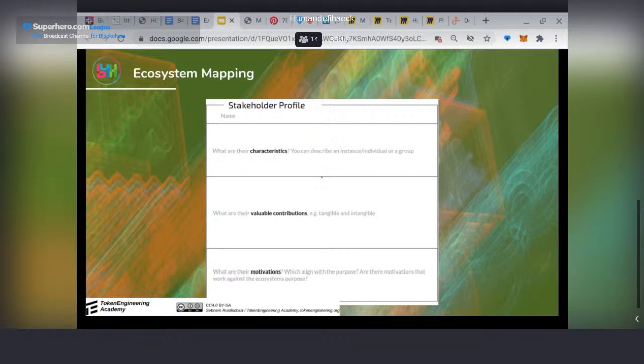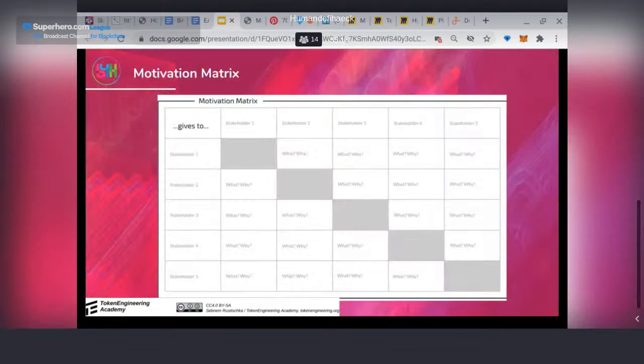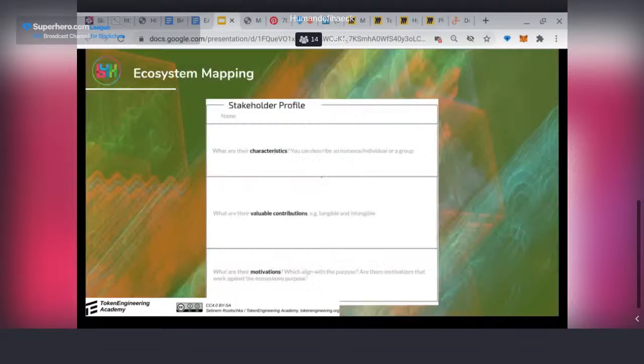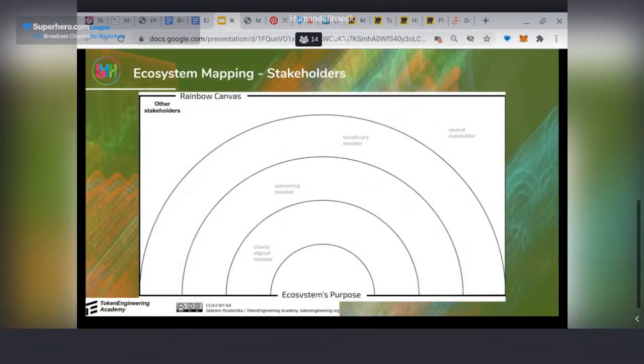Again, don't worry if you don't have complete information there. I will share these slides. So yes, very important: you don't do this work only once. You have to do this work for each of the agents that you are profiling in your ecosystem map.